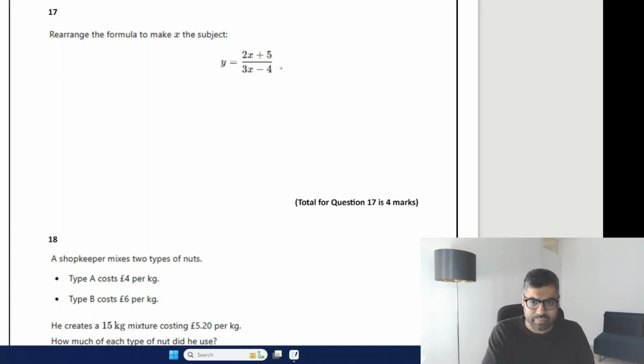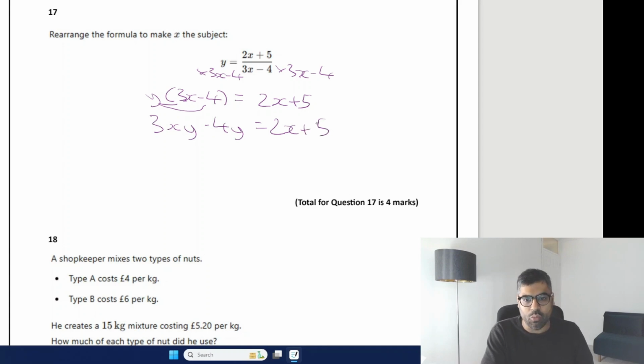Okay, so start off by timesing by 3x minus 4, both sides. So we're going to times both sides by 3x minus 4. Again, you'll see me putting the work in for everything, and that's simply because if you don't show every single step of working out, you're going to start making mistakes and losing marks along the way. Okay, so we have y times 3x minus 4, and then we have 2x plus 5. Let's multiply this out and this out. So we have 3xy minus 4y equals 2x plus 5.